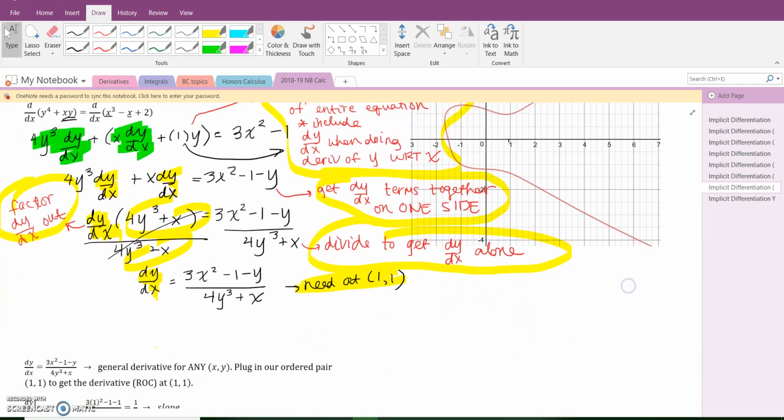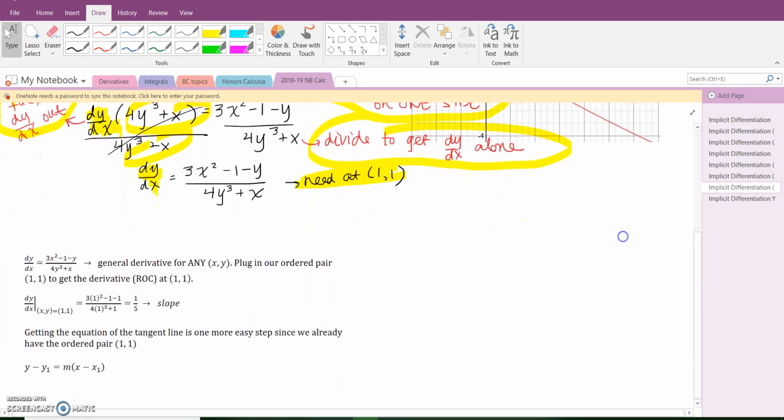To get an actual derivative at (1, 1), I'm going to take what I had for dy/dx. Notice your calculus notation here, Leibniz notation, and I just plugged 1, 1 in for every x and every y. So here's my slope, 1/5. I already have the point, I have a slope, so I can really quickly just plug in to get the equation of the tangent line. It's one more easy step. So y minus y1 equals m times x minus x1, and there you go.